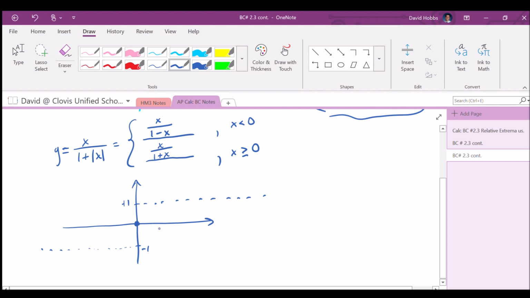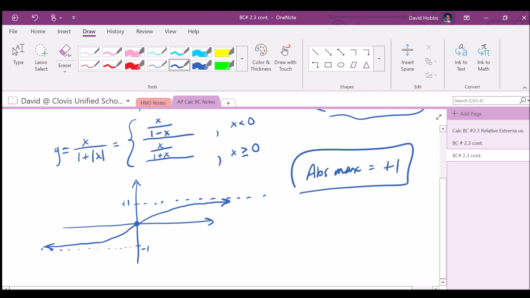Okay, so as it goes to the left forever, it's going towards elevation negative 1. As it goes to the right forever, it's going to elevation positive 1. So it's doing something like this. Now when we're dealing with infinities, it's a little bit mind-blowing. But what's the absolute maximum? Absolute maximum is 1. Where does it occur? Well, theoretically, if we keep going forever, it reaches elevation 1.